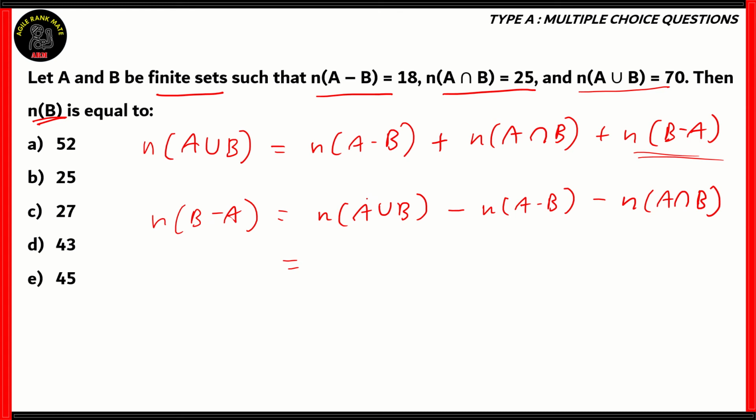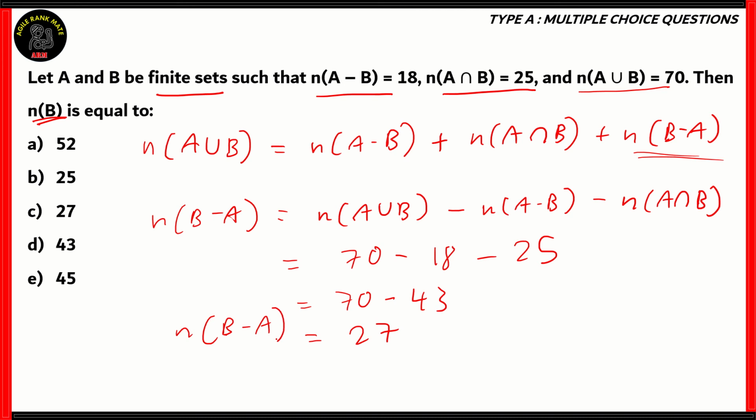So let's plug in the values. A union B is 70, A minus B is 18, A intersection B is 25. 25 plus 18 gives you 43. And 70 minus 43 is equal to 27. So this is the value of n of B minus A.